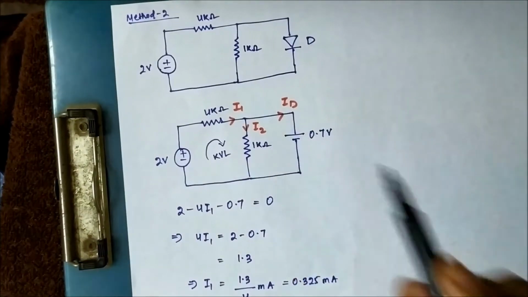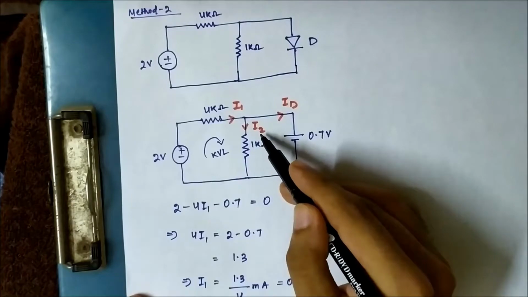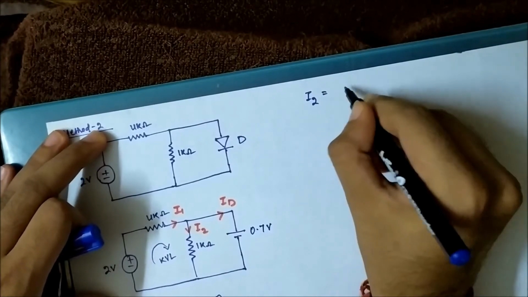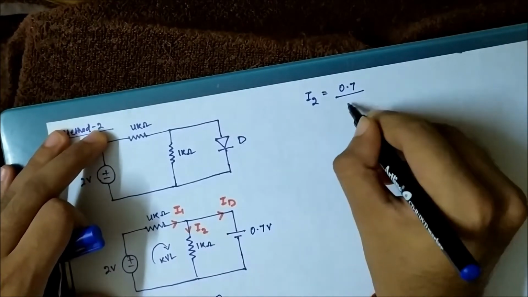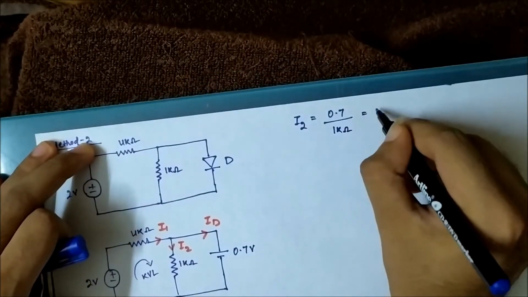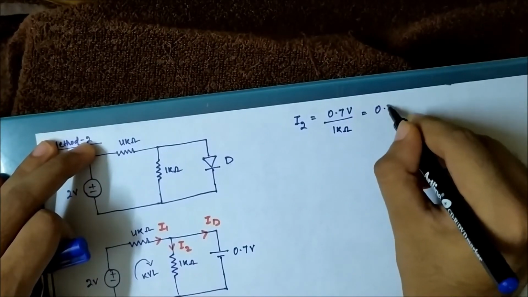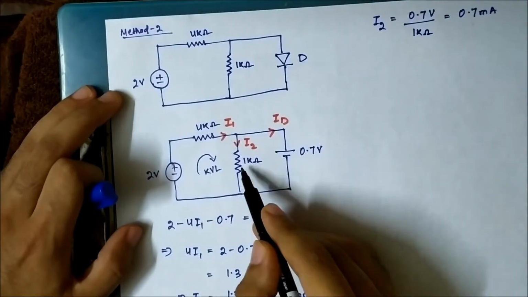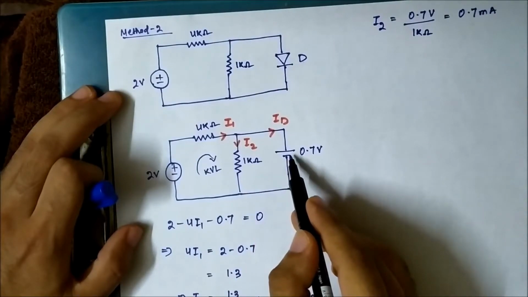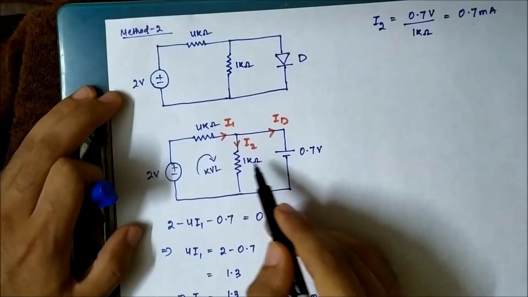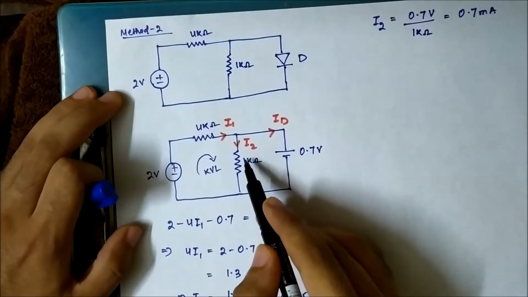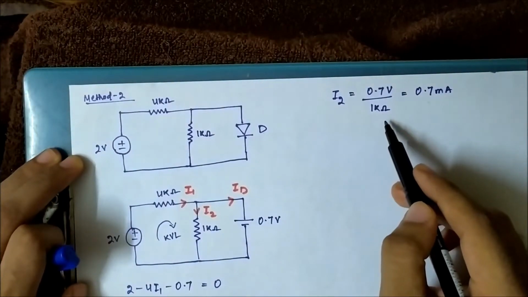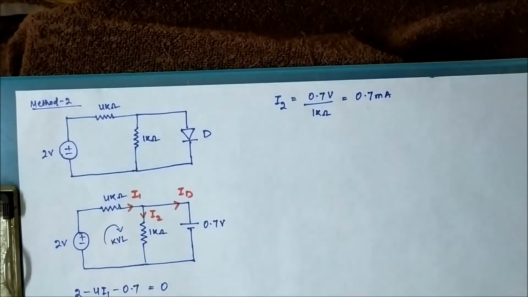Now, the current I2 can be determined by this equation. I2 is equal to 0.7 volt by 1 kilo ohm, which is equal to 0.7 milliampere. You see the voltage across the 1 kilo ohm resistance is 0.7. So the current flowing through that resistance, I2, will be 0.7 by 1 kilo ohm. Simple Ohm's law. We applied simple basic Ohm's law.